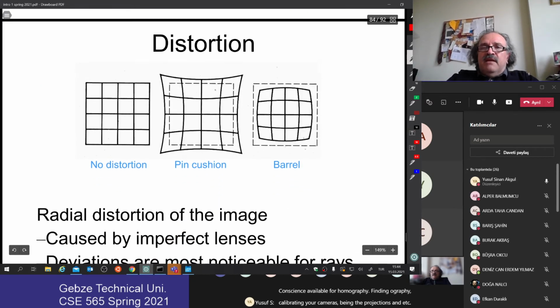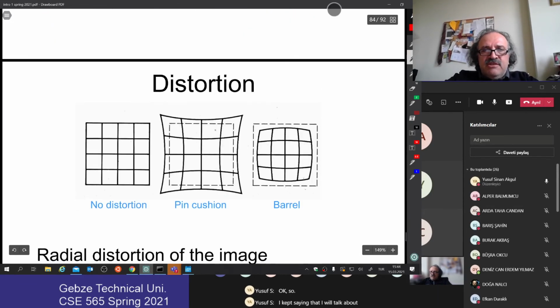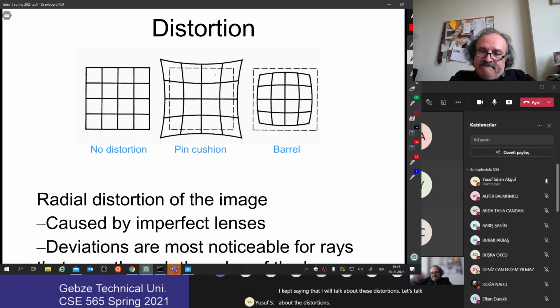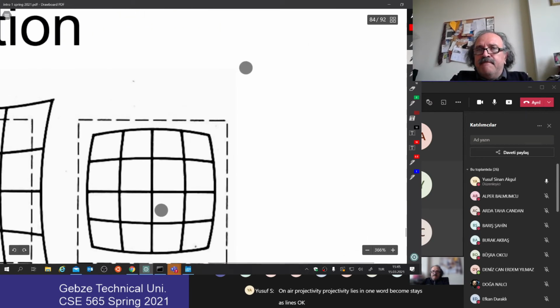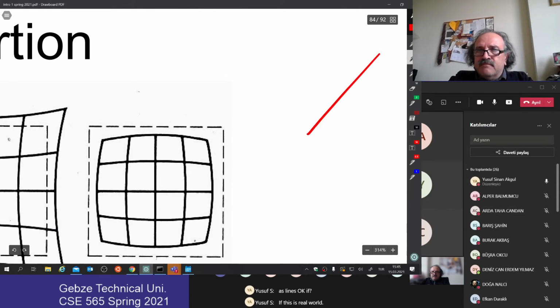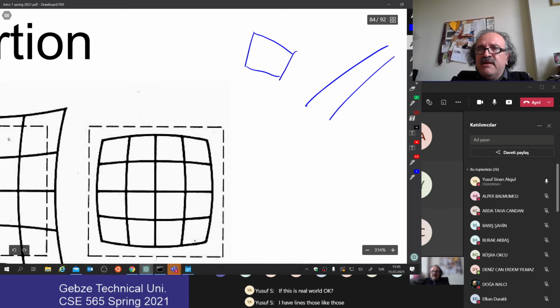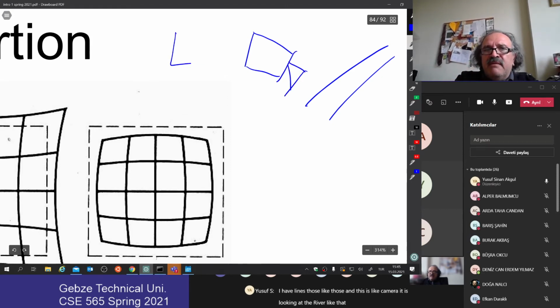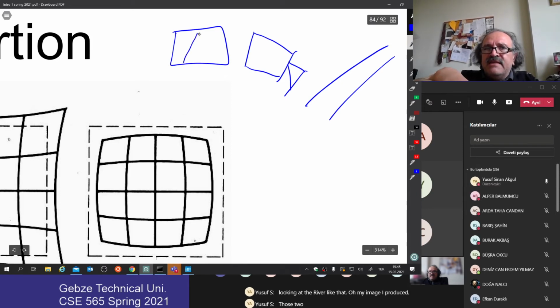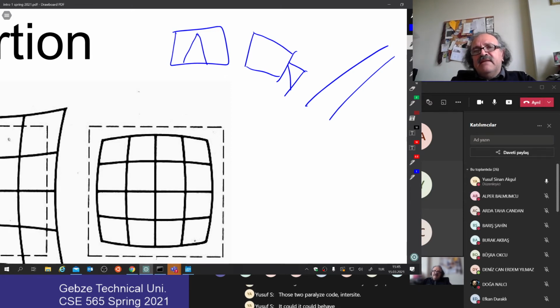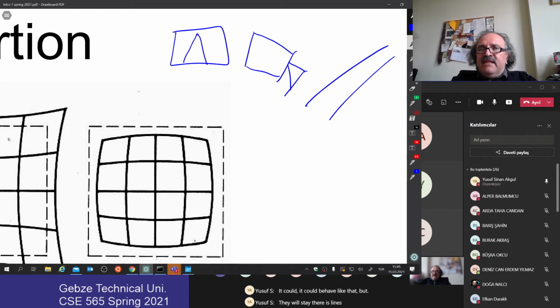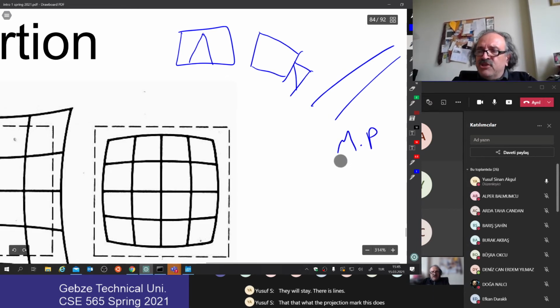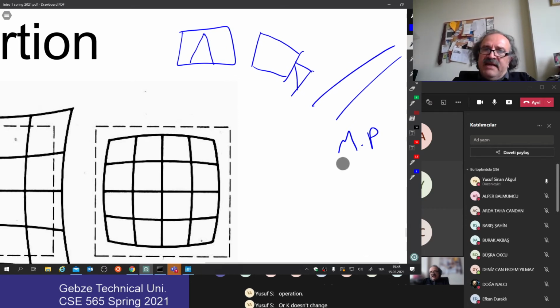So I kept saying that I will talk about these distortions. Let's talk about the distortions. We said that on a projectivity, lines in the real world stay as lines. If this is the real world, I have lines like those, and this is my camera. It is looking at the real world like that. On my image, those two parallel lines could intersect. It could behave like that, but they will stay as lines. This projection operation doesn't change the lines into something else.